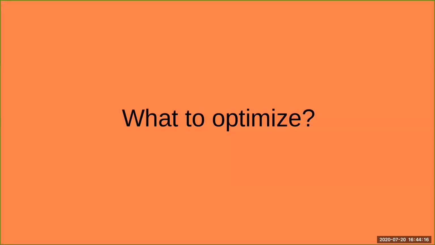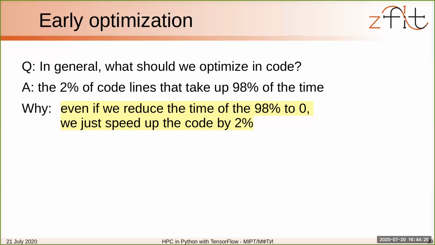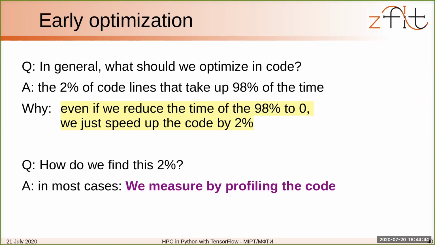One thing that I didn't mention at all so far is, what do we actually optimize in the code? I mean, do we not need to optimize everything as a dev? And this is just a general takeaway. Usually 2% of the code takes up 98% of the time. So don't care about the 98%, because even if you reduce the time of the 98% to 0, we just speed up the code by 2%. And the question is, of course, how do we find this 2%? And the answer in most cases is we measure it by profiling.